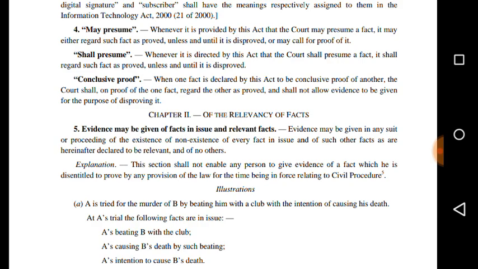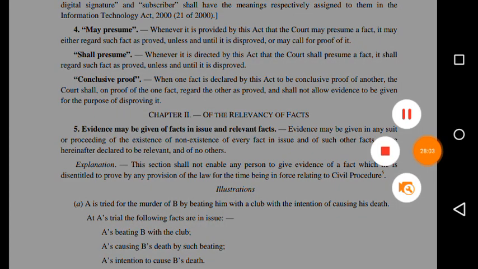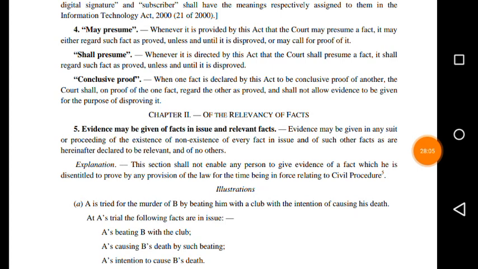After reading the definition and interpretation clause, it's already 28 minutes. I have read continuously, so I'm tired. So I'm going to end this here.